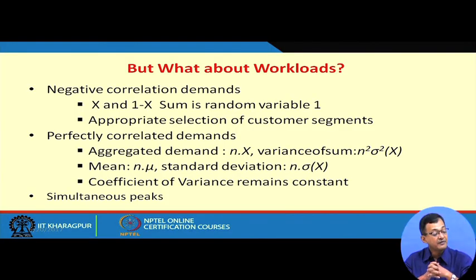Perfectly correlated demand: if some of the things are perfectly correlated, the aggregate demand will be n x, the variance will be n square sigma square x, the mean will be n mu, and the standard deviation n sigma, and so forth. The coefficient of variation remains constant. So for perfectly correlated demand, this stays constant.